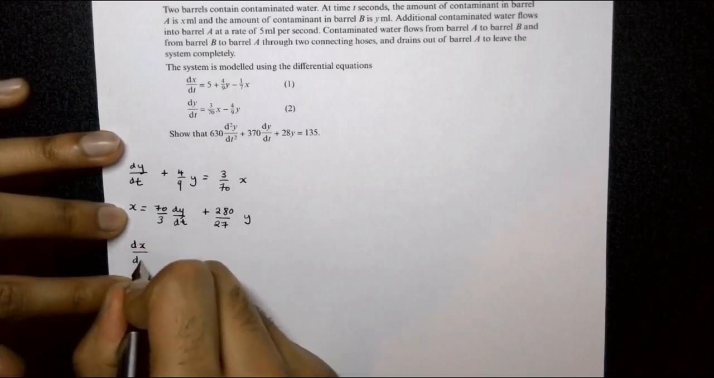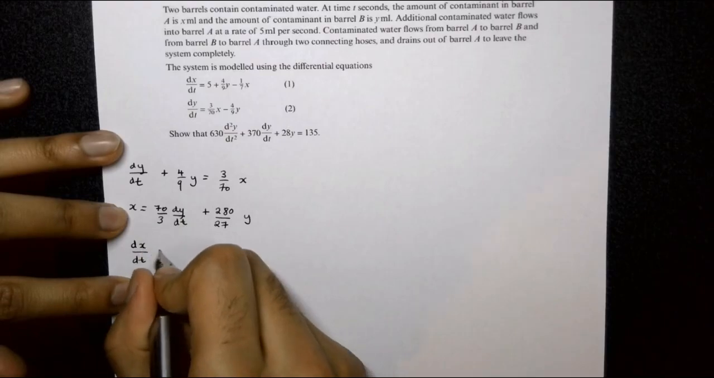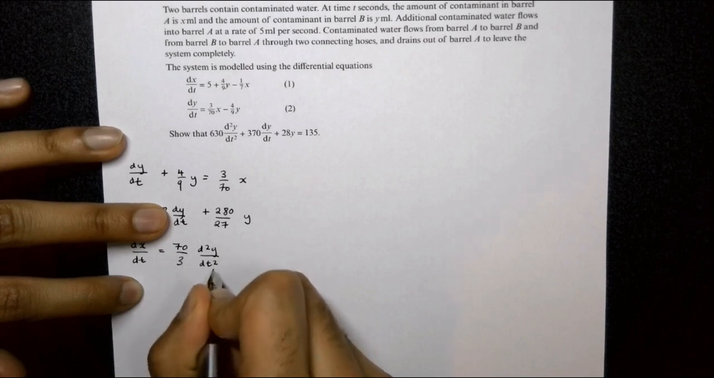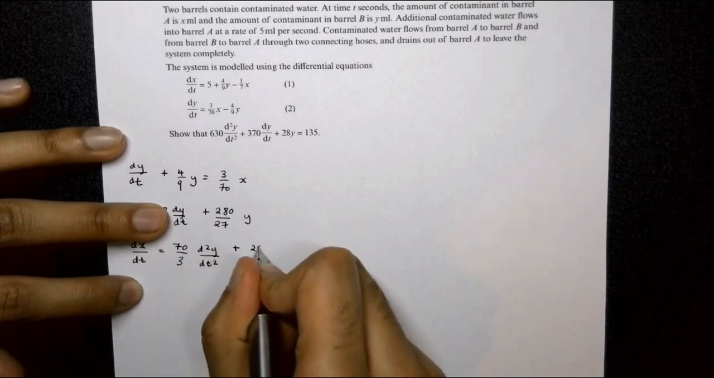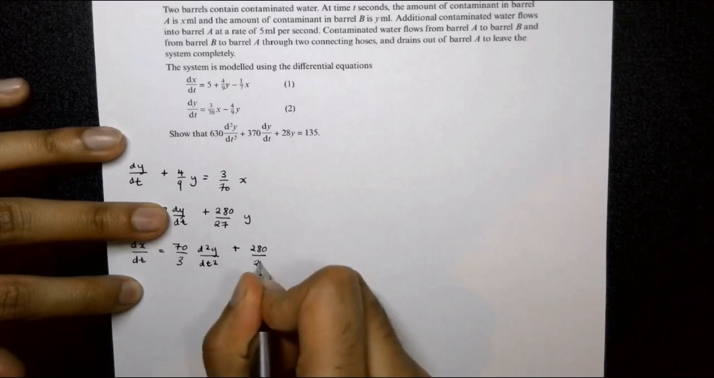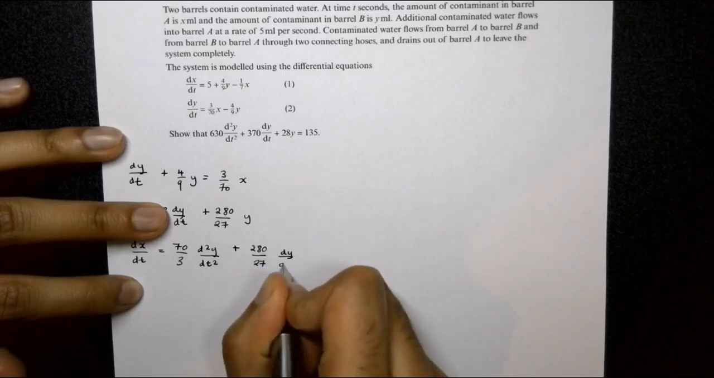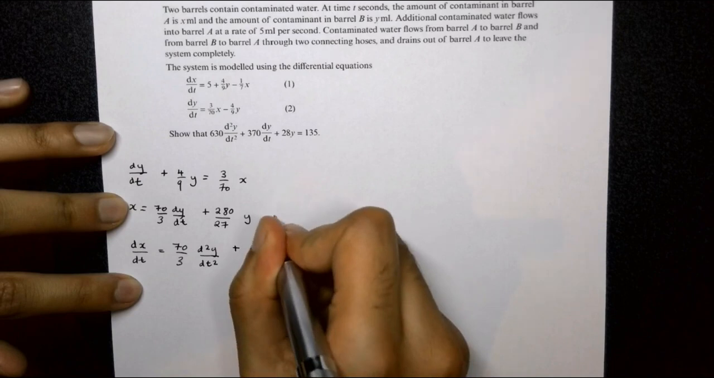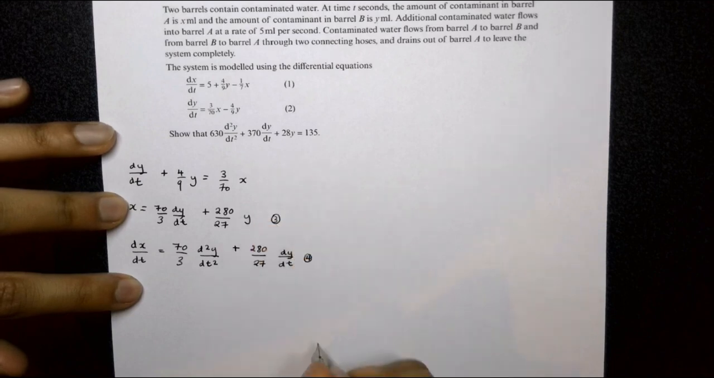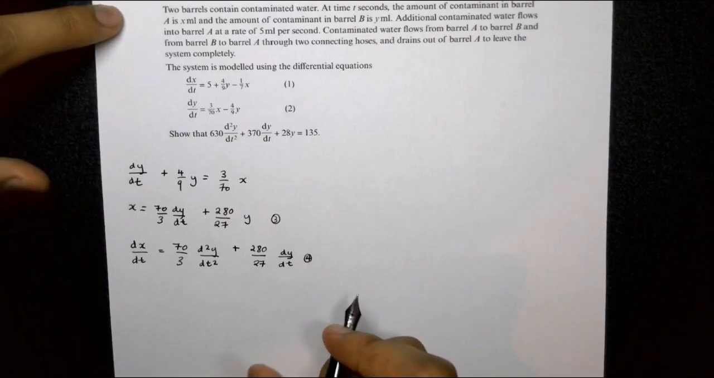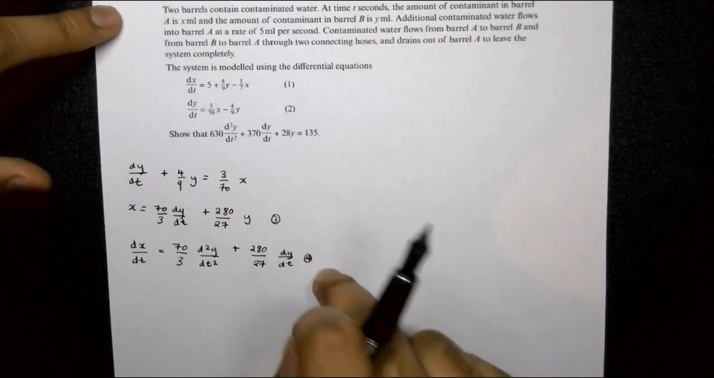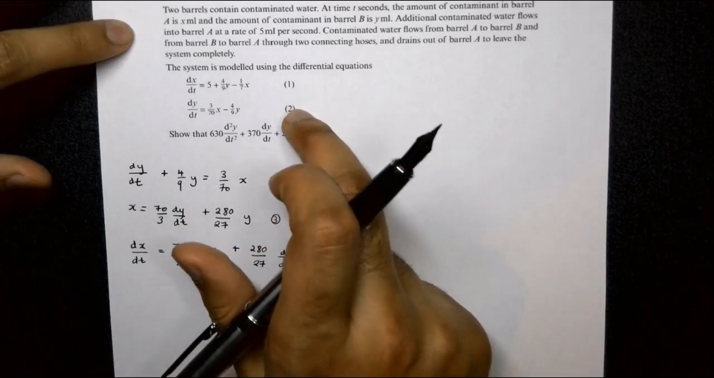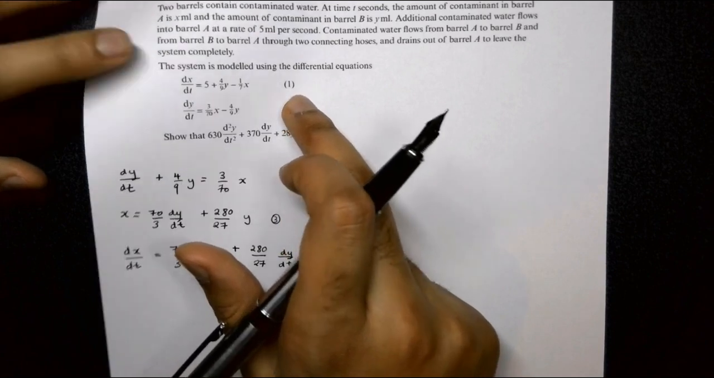So we've got dx/dt equaling 70/3 d²y/dt² plus 280/27 dy/dt. So we'll call this equation 3 and we'll call this equation 4. So now what we need to do is substitute equation 3 and equation 4 into equation number 1, which will eliminate everything involving an x.